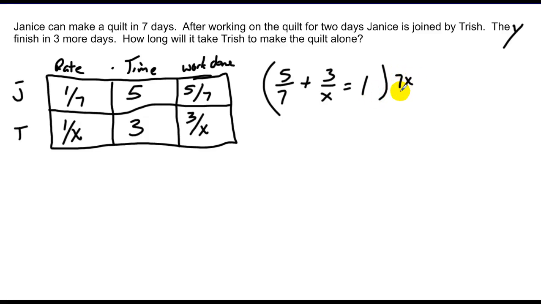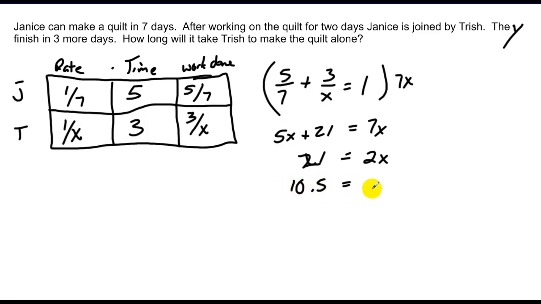LCD is 7x. Multiply through, that's 5x plus 21 is equal to 7x. Bring the 5 over, gives us 2x is equal to 21. Divide that through. 10.5 is equal to x. So we know that Trish alone would do the job in 10.5 days.